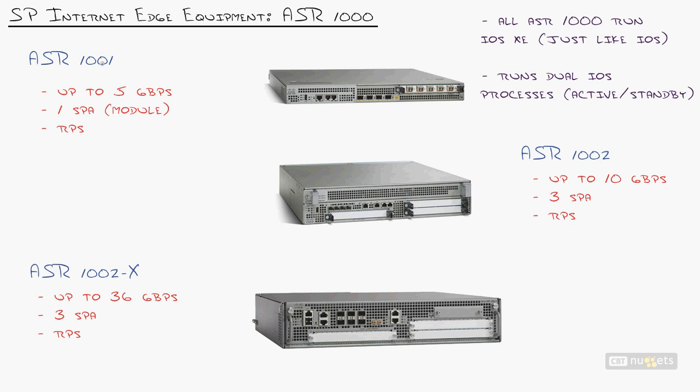So starting off with the ASR 1001, the smallest one that they created, it has a 5 gigabit per second total throughput and one shared port adapter, SPA. Now, that's just a fancy Cisco word for a module, right? Looking at this graphic of it, this is the module. I know it's kind of small, but you can see the screws sitting there on the side.